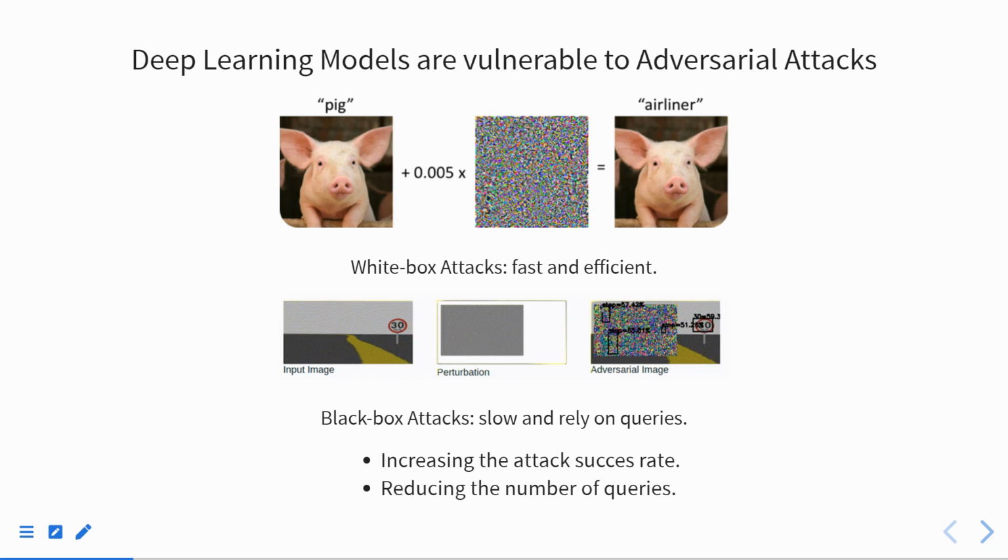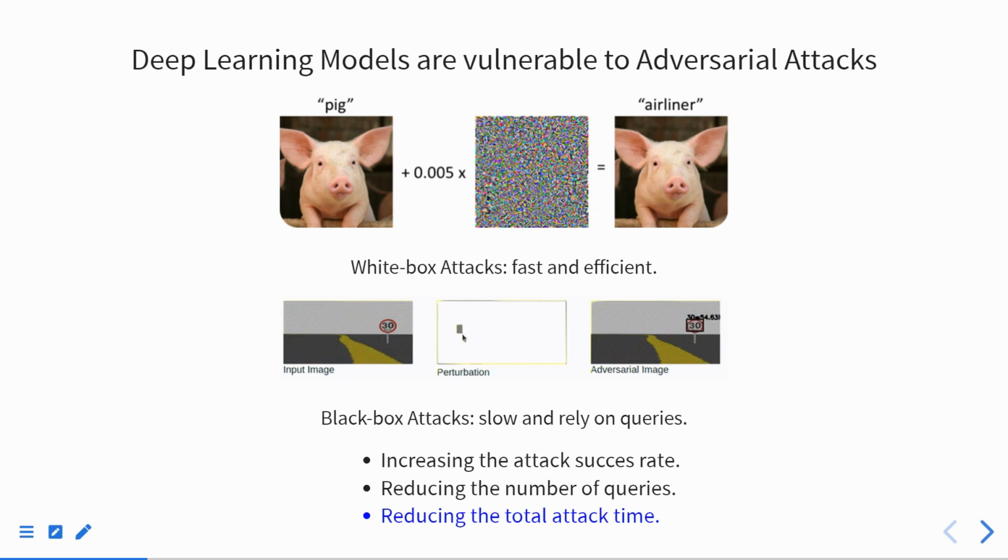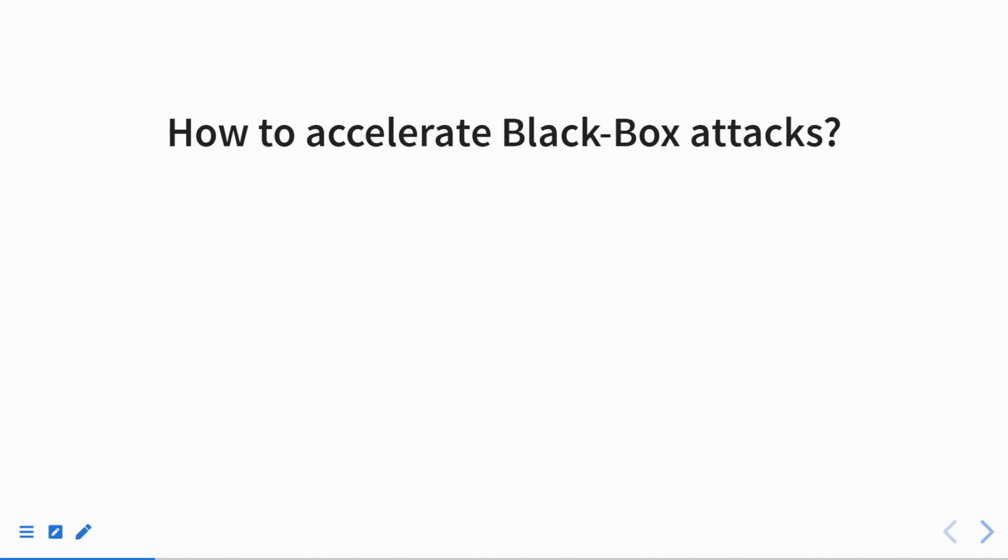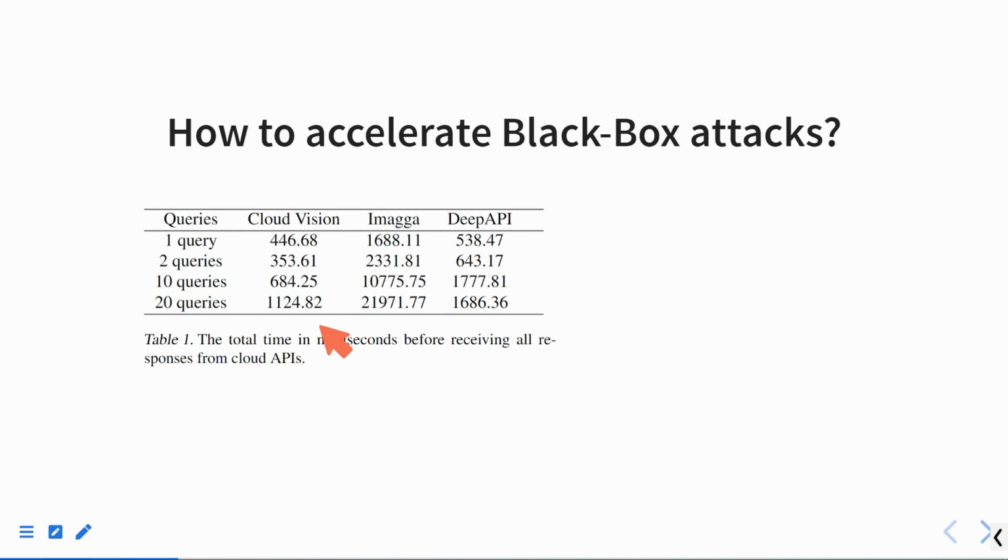However, another crucial factor is the time required to perform the attack. Black box attacks can be a real threat if they are both time efficient and can achieve a high success rate. So we investigate if it is possible to reduce the total attack time. Well, how can we accelerate black box attacks? Black box attacks rely on queries, which is time-consuming. Our experimental results demonstrate that sending out 10 queries concurrently takes roughly the same time as sending out one query, which means that we can accelerate black box attacks by sending out queries concurrently.